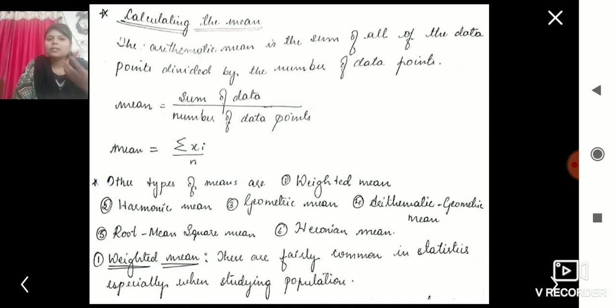Okay, so this is the typical formula that we follow for the calculation of the arithmetic mean. There are other types of means, namely weighted mean, harmonic mean, geometric mean, arithmetic geometric mean, root mean square mean, then Heronian mean. All these six means are going to be applied in certain fields, but all are means themselves. Clear? I will tell you what all their applications are also.